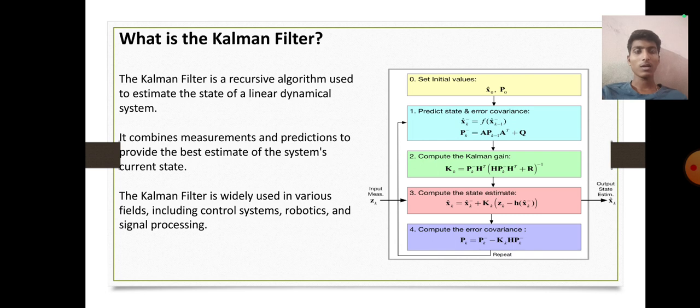What is the Kalman filter? The Kalman filter is a recursive algorithm used to estimate the state of a linear dynamical system. It combines measurements and predictions to provide the best estimate of the system's current state. The Kalman filter is widely used in various fields, including control systems, robotics, and signal processing.